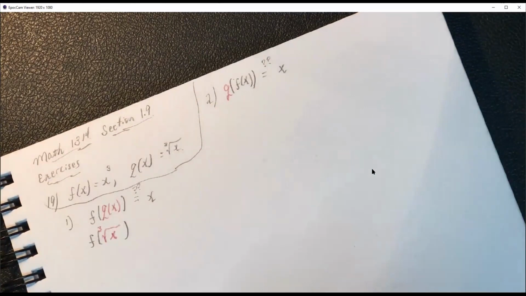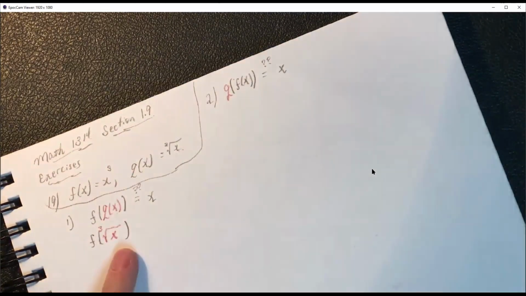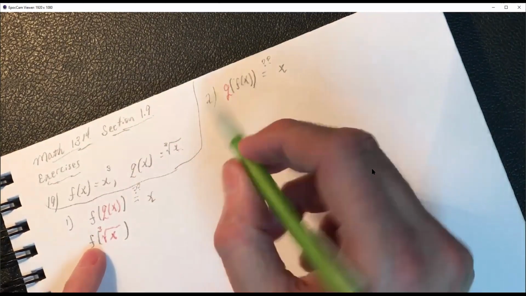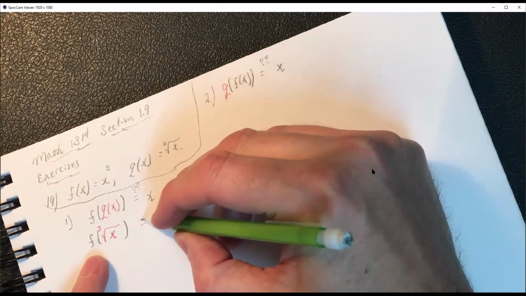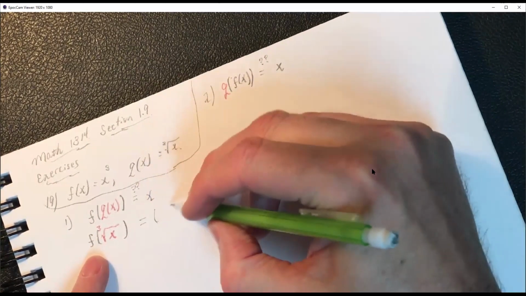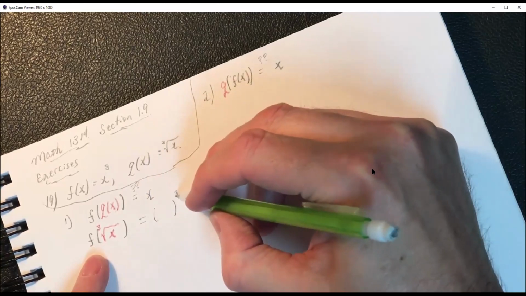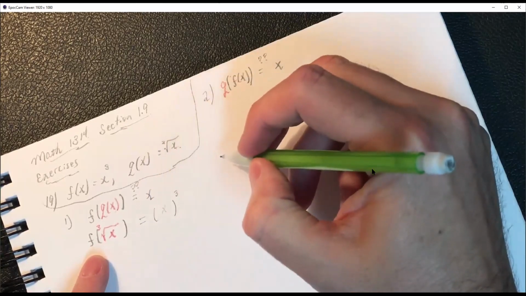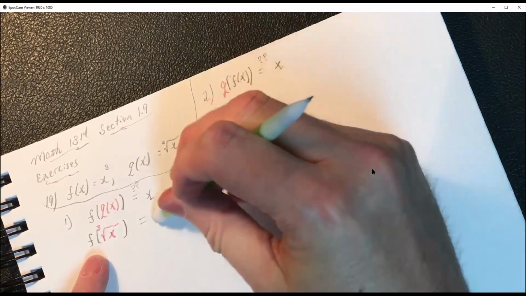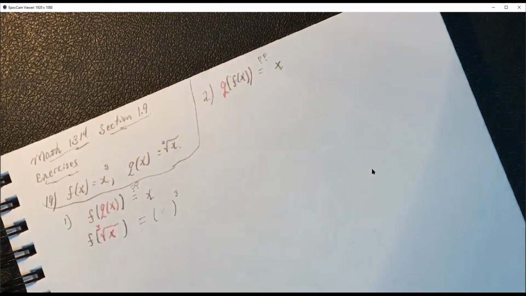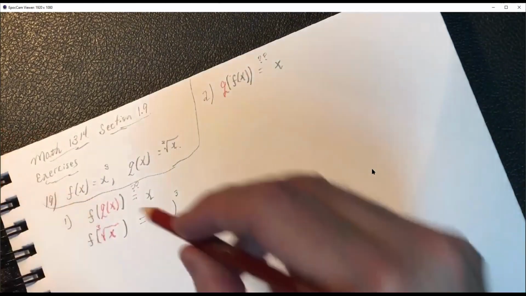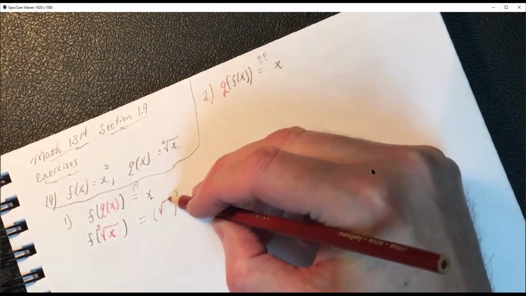And now we put this cube root of x expression into the function f. Well, f is x cubed, but instead of x, we're putting the range value expression of g of x, which is this cube root of x.